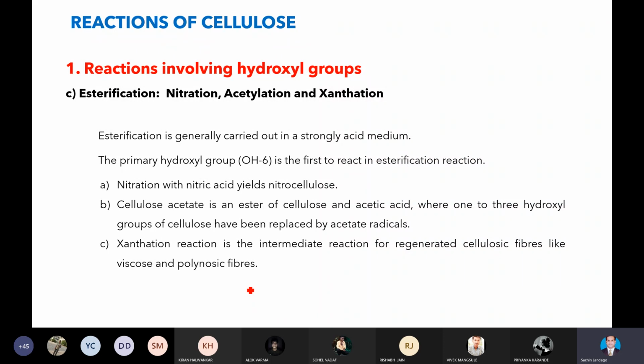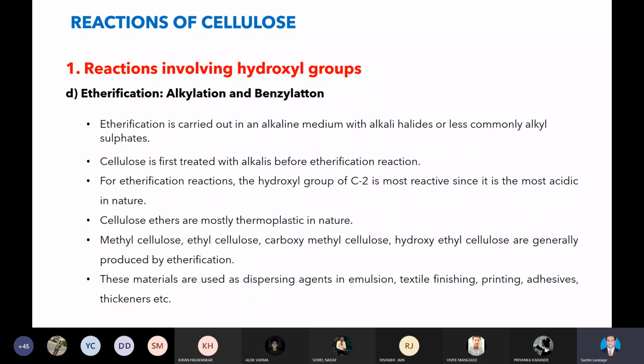Again, in all these three cases, we do not disturb the polymer chain. All these reactions take place only at the hydroxyl groups. Then next, after esterification, that is alkylation, the benzylation.